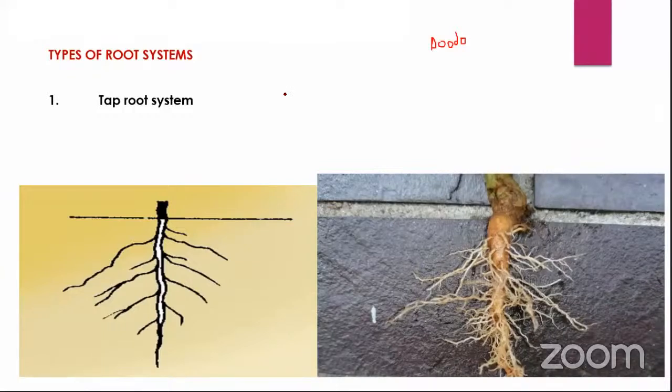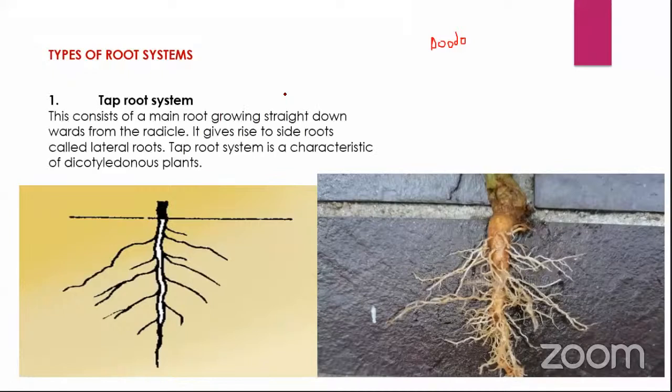Okay. And then the taproot system consists of mainly the root growing straight downwards from the radicle, and it gives rise to the side roots, which you can call lateral roots. And this is in picture 1 here. This is what we are looking at. And it is very much characteristic of dicotyledonous plants.